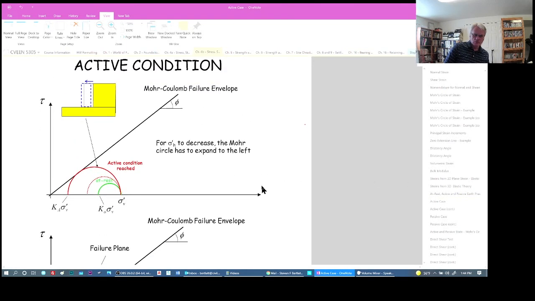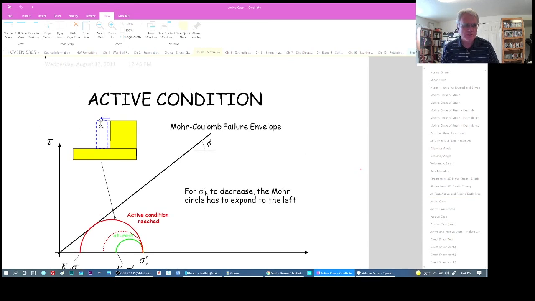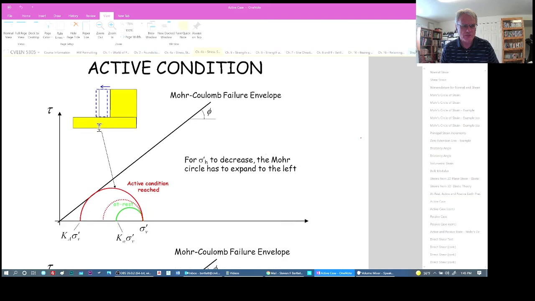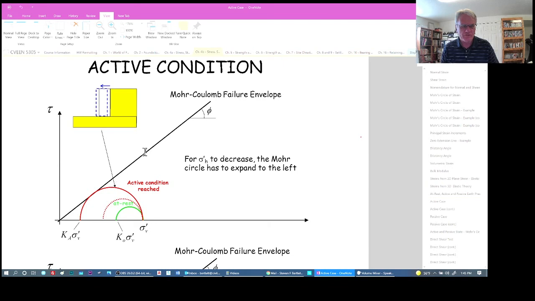So let's look a little bit more at this active case using Mohr's diagrams. The active conditions are shown here. This gray area is moving away from the soil mass in this direction, reaching a failure state. So we know that that failure surface is represented by phi, the internal angle of friction.